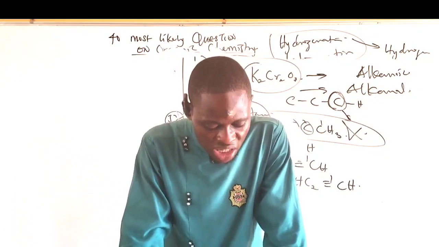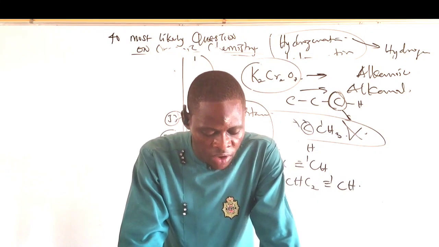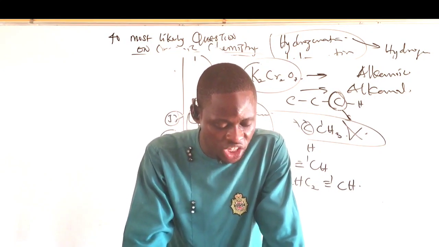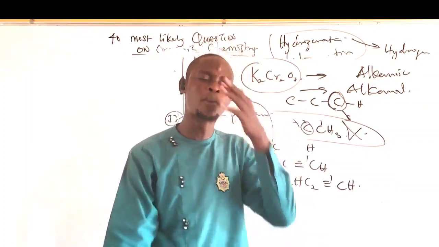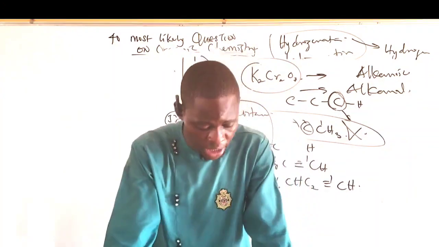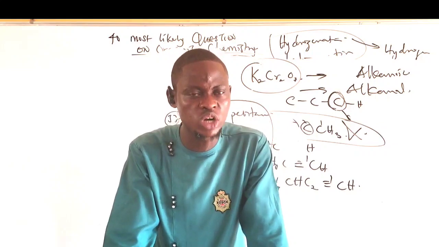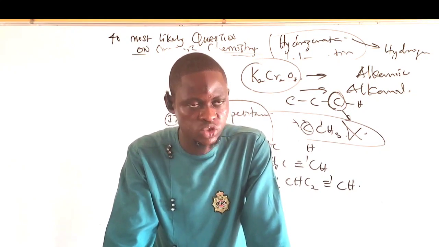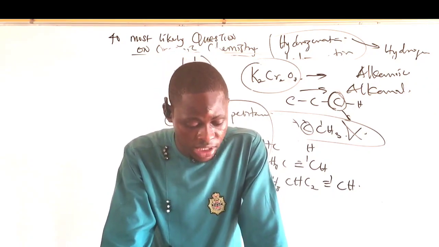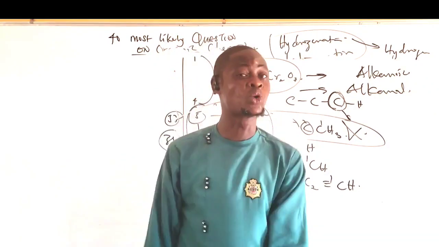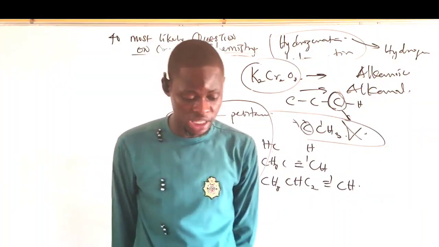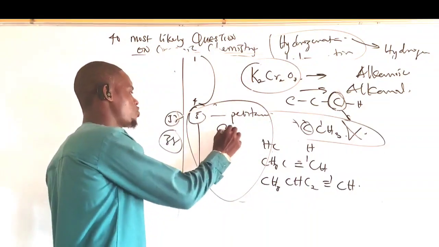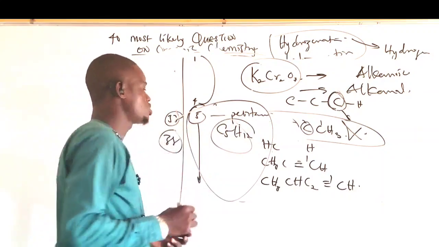Now, the liquid hydrocarbon likely to be found in the fraction of crude oil used for domestic cooking is: A, C3H8, which is propane. B, C5H12, which is pentane. C, C13H28, that is tridecane. D, C20H42, which is eicosane. So the answer to that is B, pentane. C5H12, pentane, is used for domestic cooking.